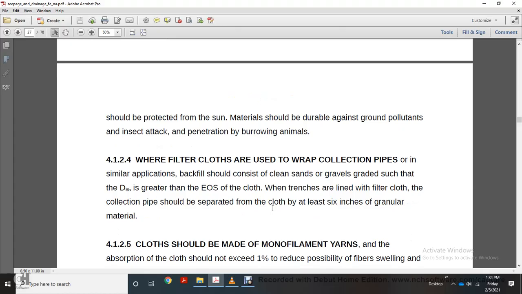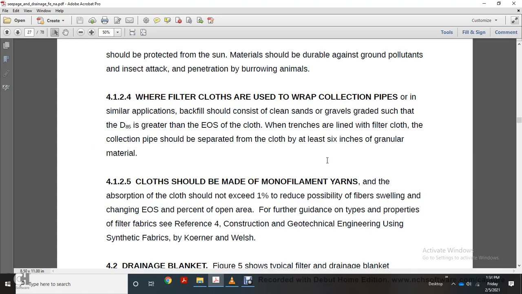Where filters are used as a wrap for the collection pipe, a similar application of the backfill should consider clean sands and gravel graded, such as the D85 with the EOS of the cloth. When the trenches are lined with the filter cloth with the collection pipe, the pipe should be separated from the cloth by at least 6 inches of granular material. Cloth should be made with monofilament yarns.